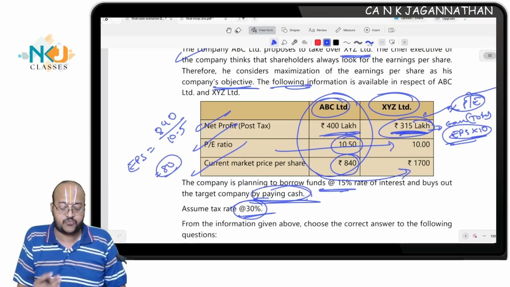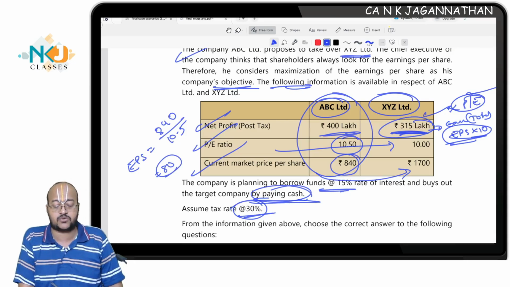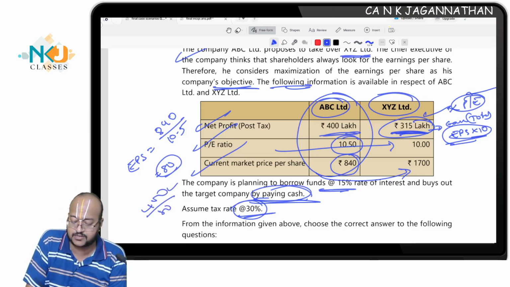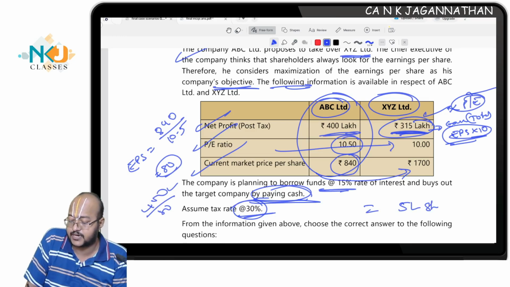Net profit after tax is 400, which means number of shares you need to find out. Number of shares is nothing but 400 divided by 80. This is in lakhs. That's why you will get 5 lakh shares. Are you all comfortable? 5 lakh shares, the number of shares.